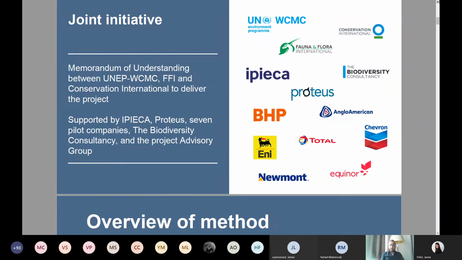So yeah, this is a joint initiative. We've been running this now for a little over 2 years. It's a collaboration from UNEP-WCMC, Fauna and Flora International, and Conservation International. And we've been lucky enough to be supported by IPIECA, the oil and gas association, the Proteus partners, 7 of our piloting companies who we've been working with closely over the last year to pilot this methodology, and also the Biodiversity Consultancy, who've supported us in the piloting process, and our wider stakeholder group, including the advisory group that's been reviewing various different drafts of our methodology as we have developed it.